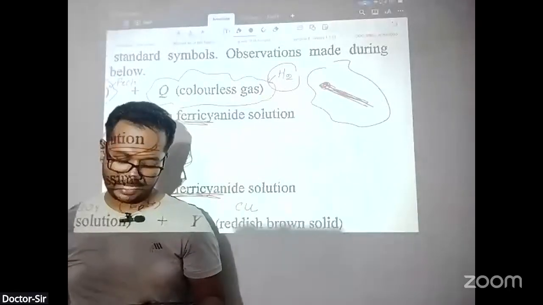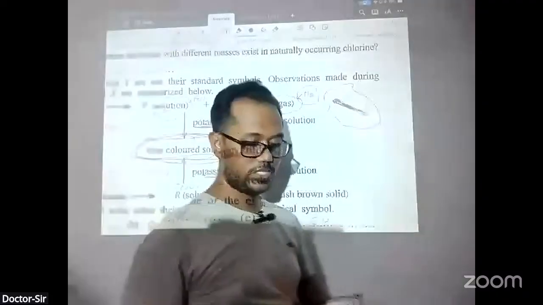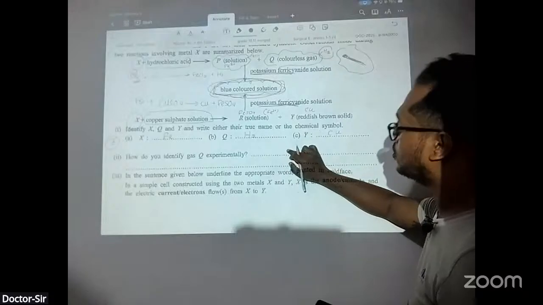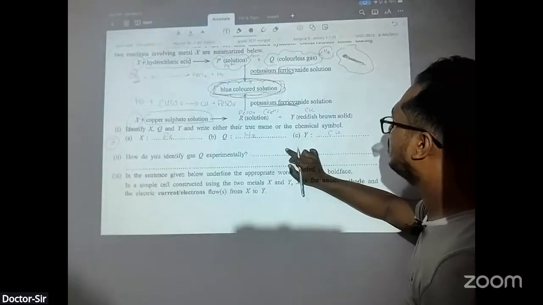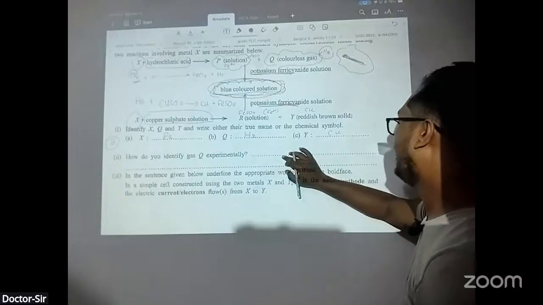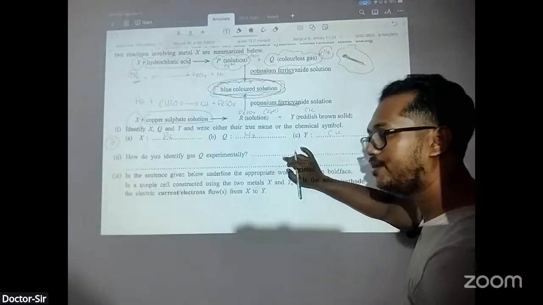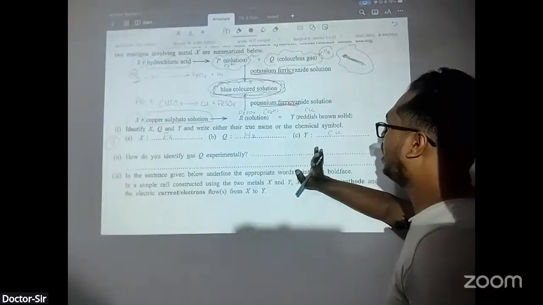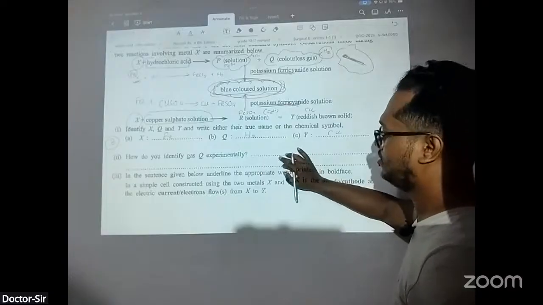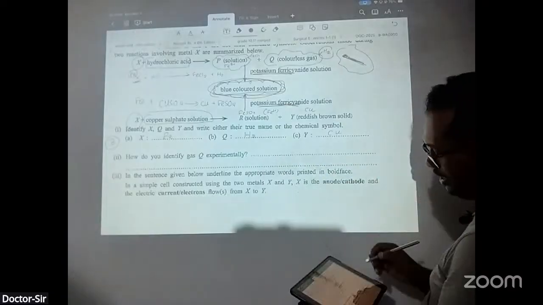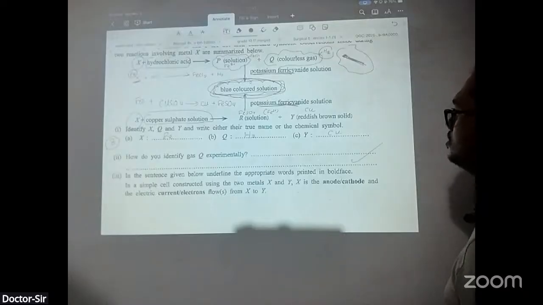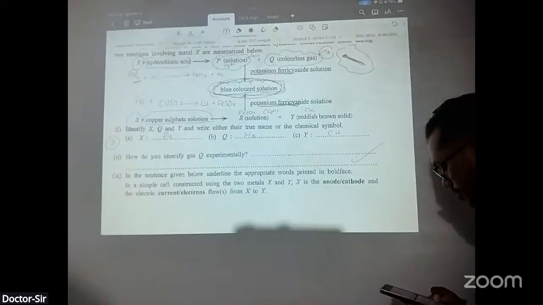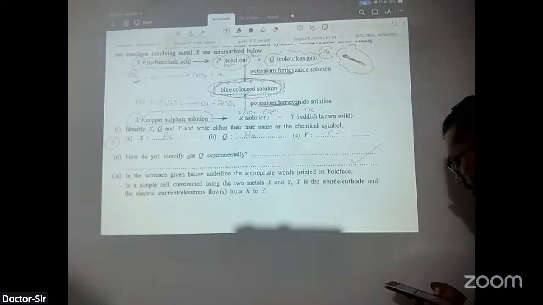So we can write it down in our own words. Introduce a lighter splint near to the H2 gas or Q gas. Then it will create a pop sound that will help to identify the hydrogen gas, or Q gas. If you write down the correct answer, you can get 1 mark.